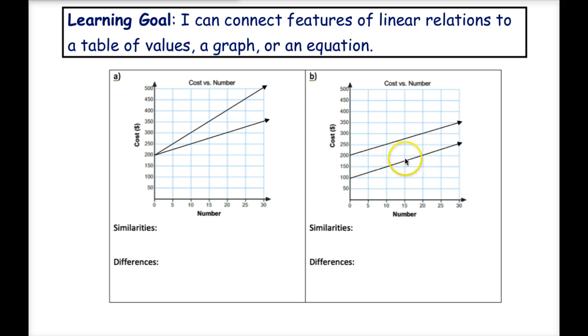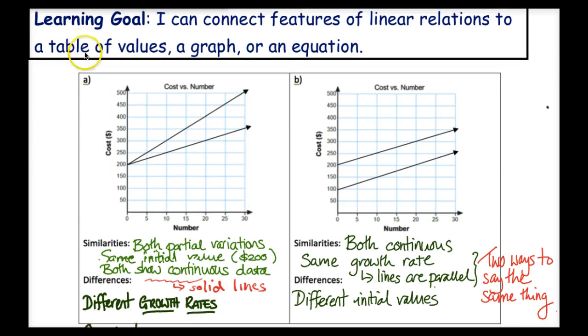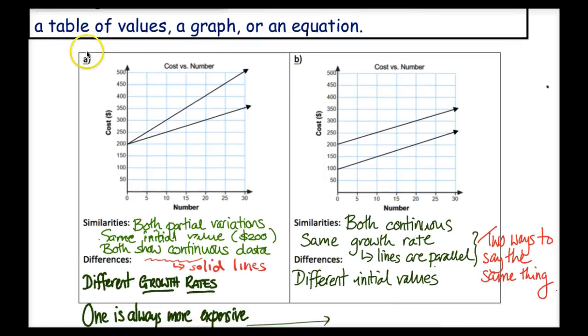In this case, these two lines have the same slope, so they have the same growth rate, but they start at different initial values here. So that was the main difference between these two. So I gave you some time to think about that. What are the similarities and differences? And then we talked about it together. So this is a summary of what we came up with together.